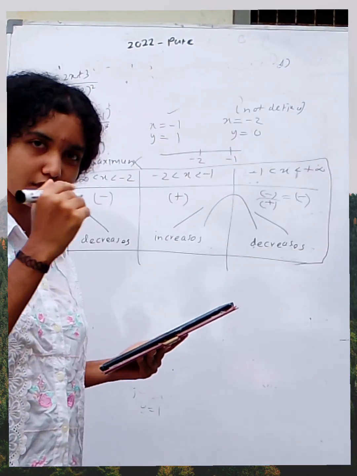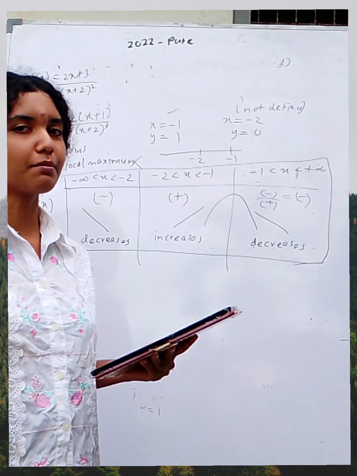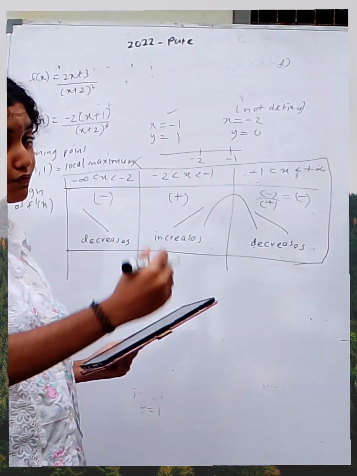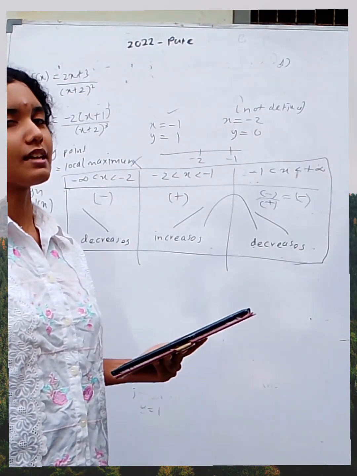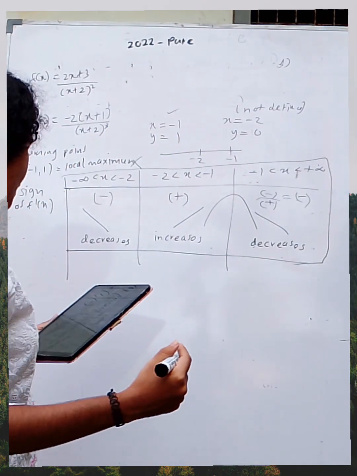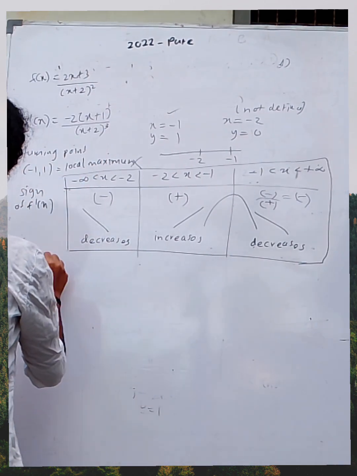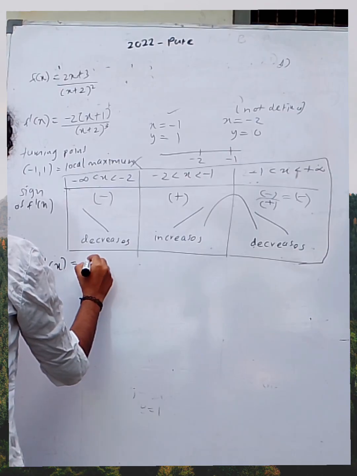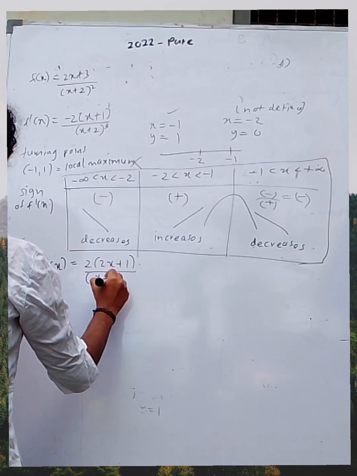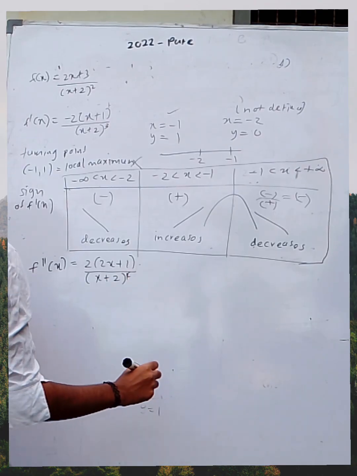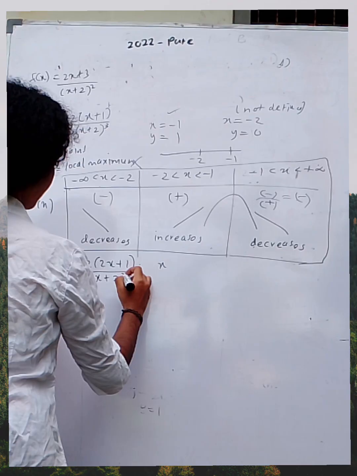When the f(x) function is differentiated for the second time, we express it as f double dash x. Once f dash x is differentiated again, it would again be an f double dash x. So they have given us the f double dash x function. F double dash x is represented as 2 into (2x plus 1) over (x plus 2) to the power 4.